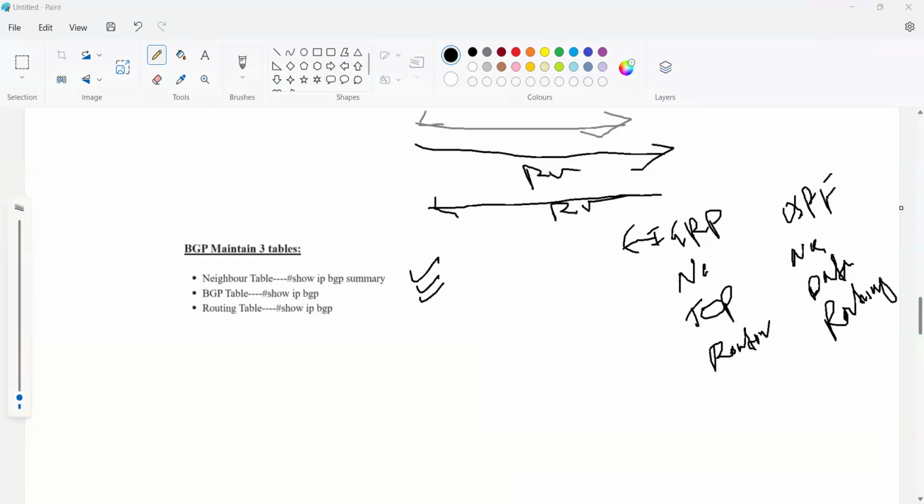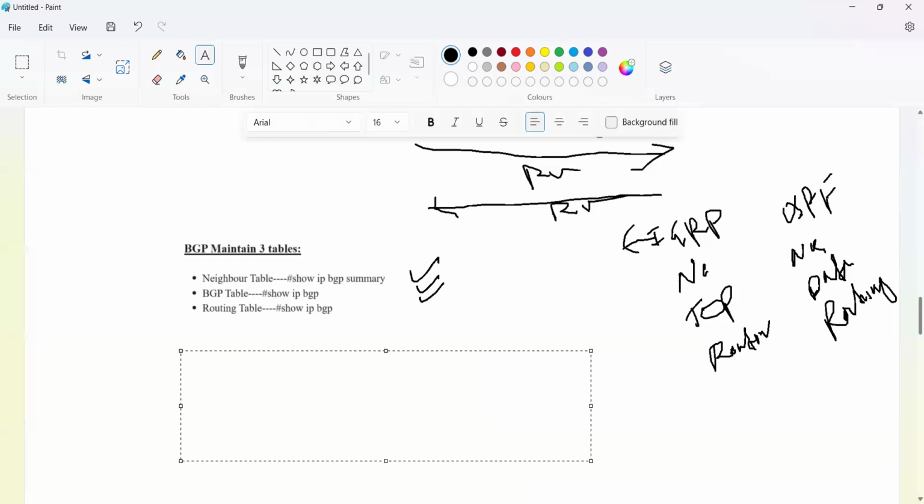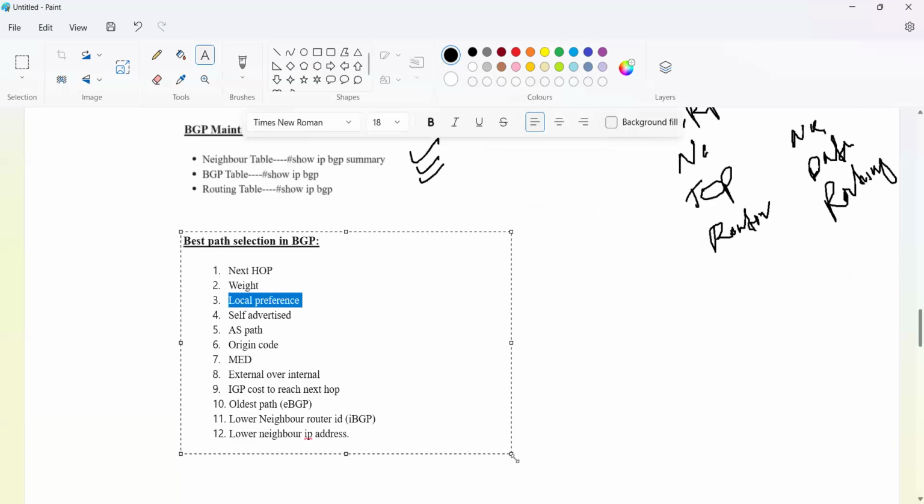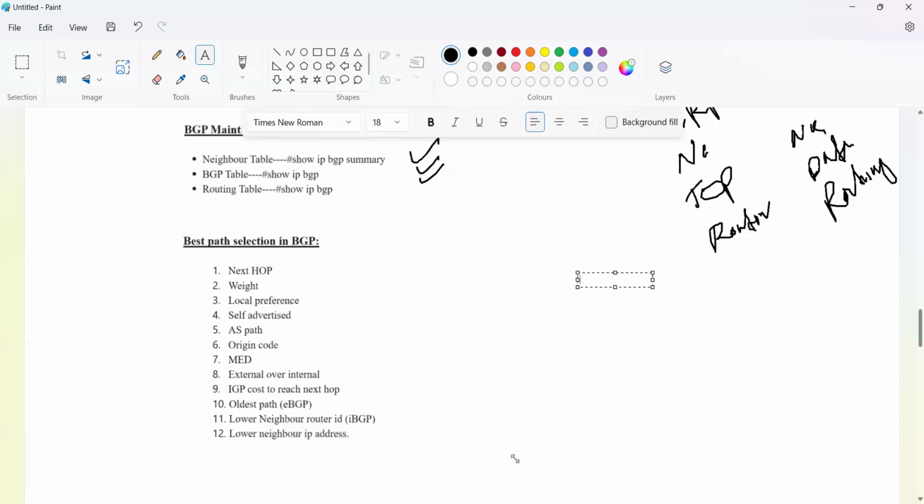As I mentioned, for best path selection they will use path attributes. What are those path attributes? I'm giving them here. First is next hop, then weight, local preference, self-advertised, AS path, origin code, MED, metric, and external over internal, IGP cost to reach next hop, and oldest path (eBGP only), and lower neighbor router ID and lower neighbor IP address. This is an advanced concept, used for path manipulation.